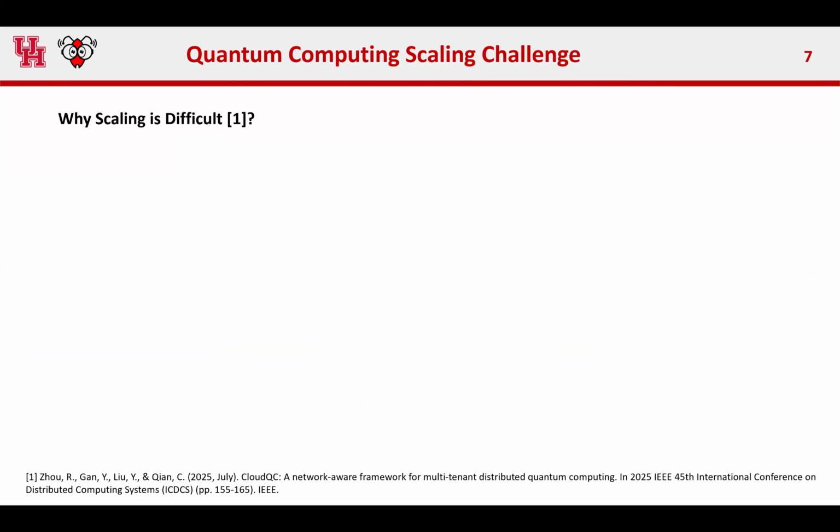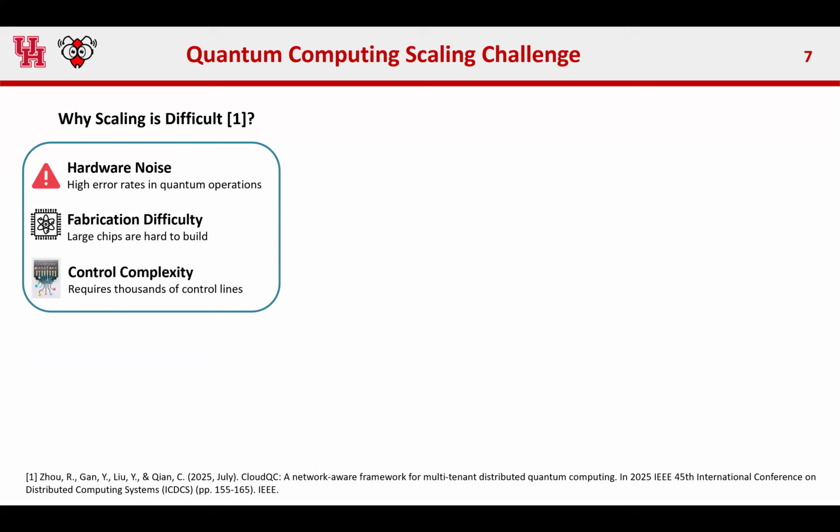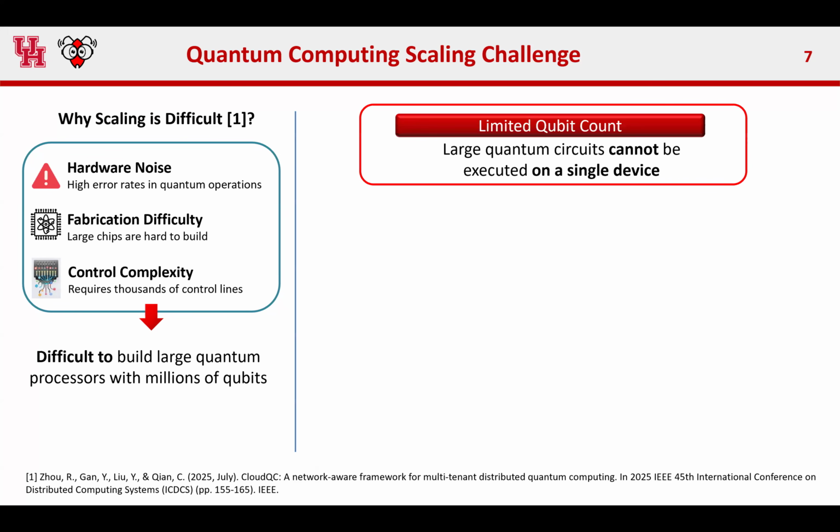So why is scaling difficult? There are many reasons. Just to give some examples, the first one is that quantum computers have hardware noise, so they have high error rates in quantum operations, and also fabrication is difficult for the industry. Large chips are hard to build, and there is also control complexity, as it requires thousands of control lines. So it is difficult to build large quantum processors with millions of qubits. This causes a problem: limited qubit count for one QPU. So large quantum circuits cannot be executed only on a single device.